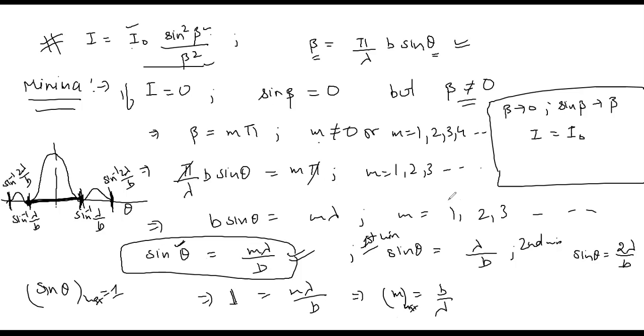Do you expect 1 minima? Do you expect 10 minima? Or do you expect 100 minima? And that is basically going to be decided by this number here, where b is the width of the slit, lambda is the wavelength of the incident light.